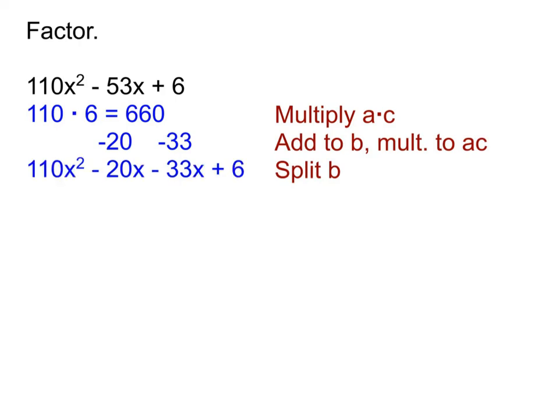Now a quick little note on this part here. I chose to write the negative 20x first and then the negative 33x. If you had written it in the other order, if you had done the negative 33x and then the negative 20x, that would also be fine. You will still end up with the same answer. It's just that your next line might look slightly different. That's the only difference it'll make.